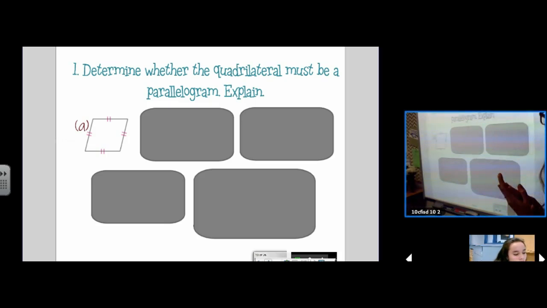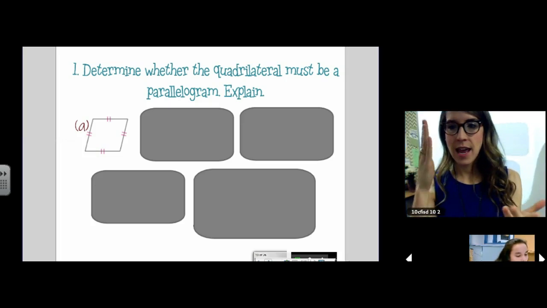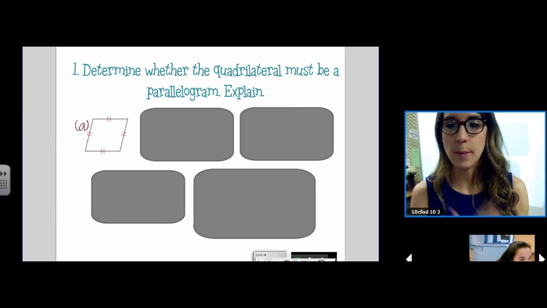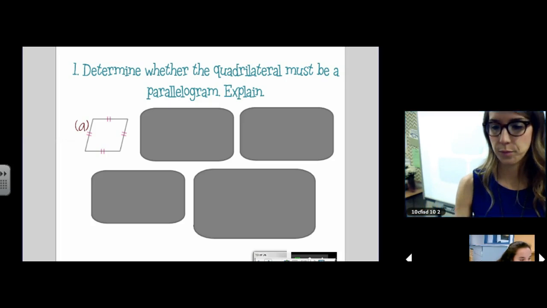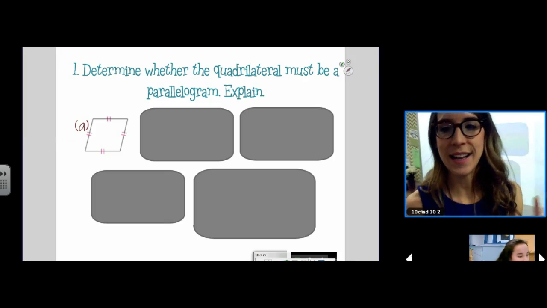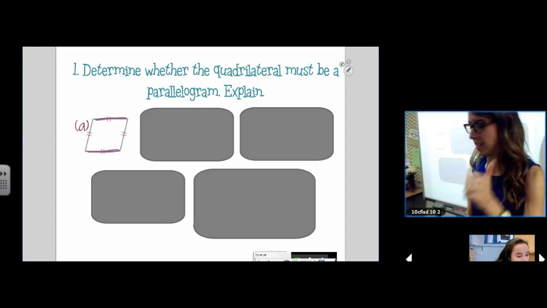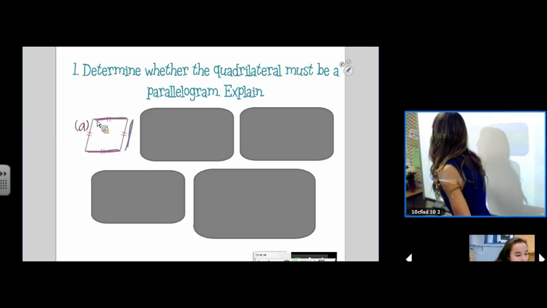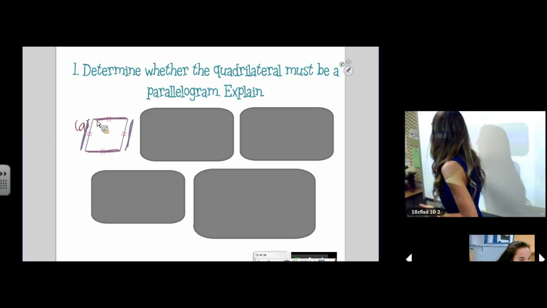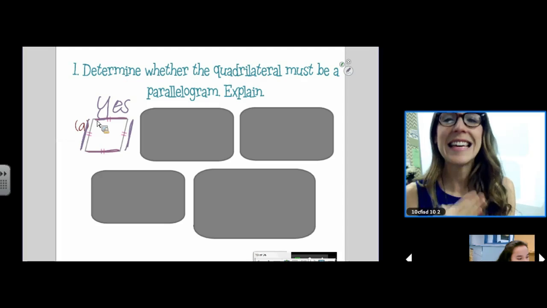Here we go. Determine whether the quadrilateral must be a parallelogram. Explain. So these are yes or no problems. Get your checklist out. Take a look at A, and if A fits any of the things on that checklist, it is a parallelogram. What do you think? Yes or no? Look at A. The second thing on your list says both pairs of opposite sides are congruent. Okay. Is this side congruent to this side? Yes, it is. Is this side congruent to this side? Yes, it is. Are both pairs of opposite sides congruent? Yes. Is this a parallelogram? Yes, it is.